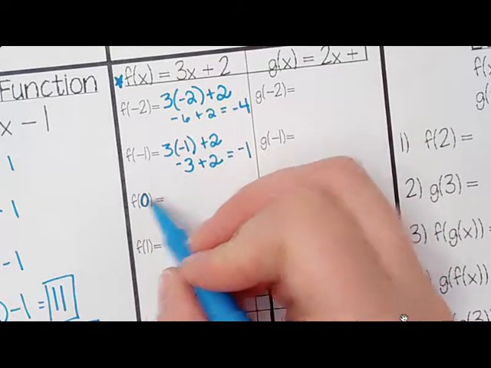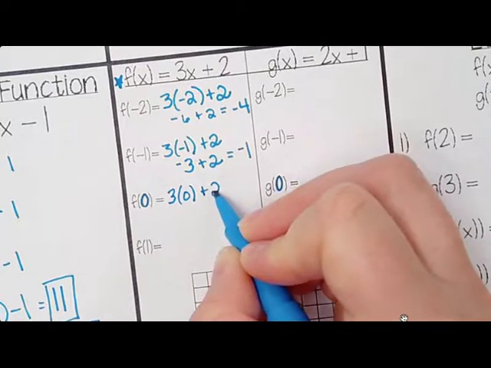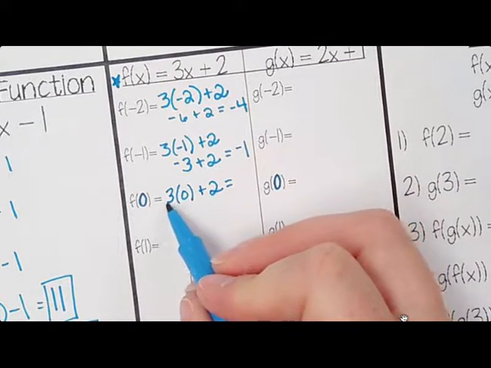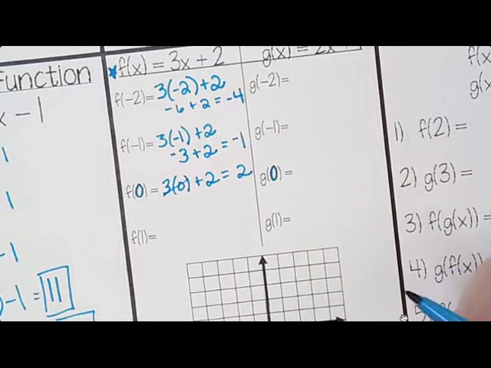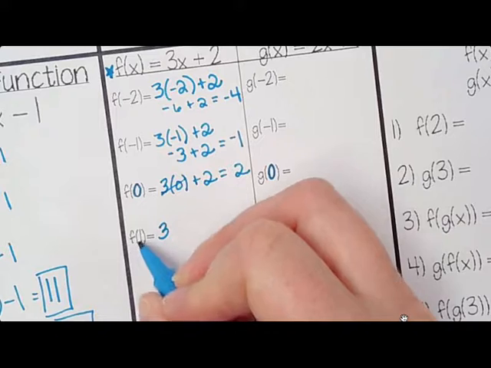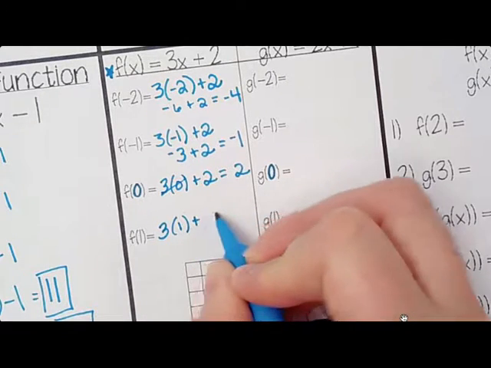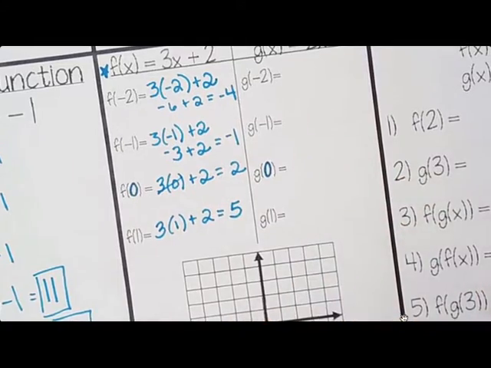And then we have 0. So 3 times 0 plus 2. This becomes 0 plus 2 is just 2. Then 3 times, this is inputting 1, plus 2 equals 3 plus 2 is 5.